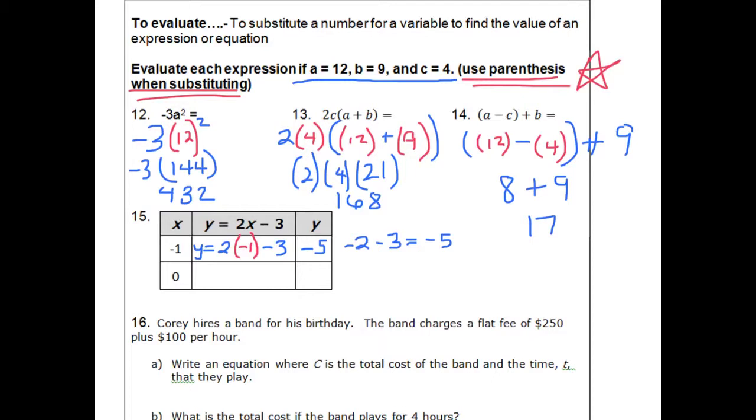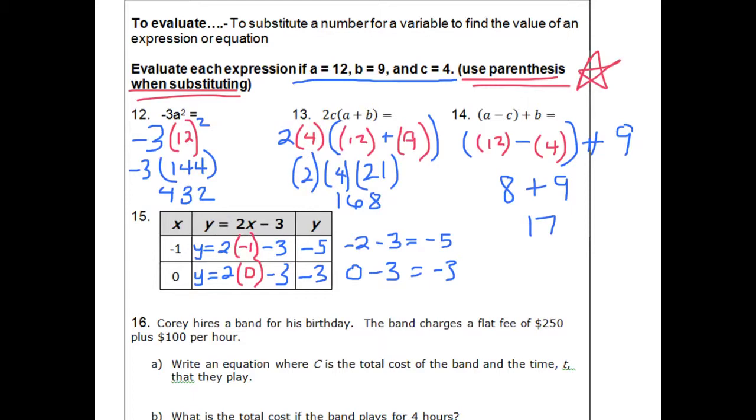Now let's do it again. y equals 2. And this time I'm going to substitute in the x value of 0. So instead of an x, I'm going to put a 0. And then I'm going to say again minus 3. So evaluating it over here at the side, 2 times 0 is 0, minus 3 equals negative 3. So my value is negative 3.